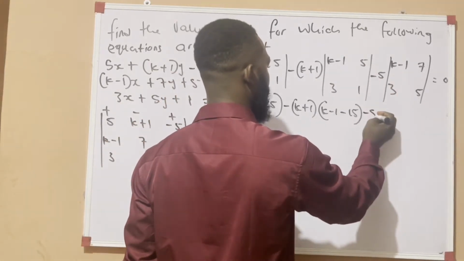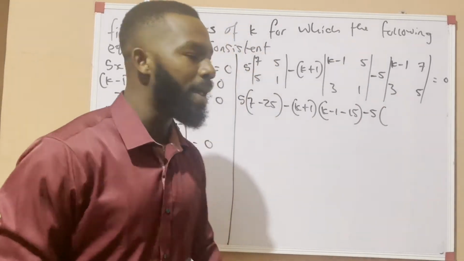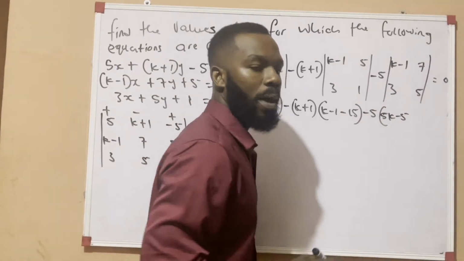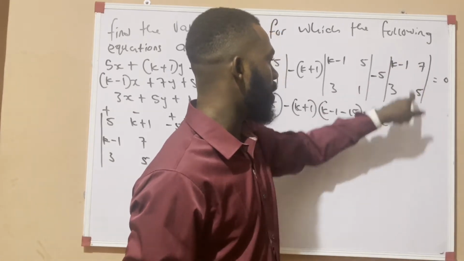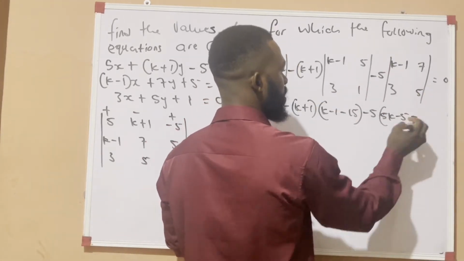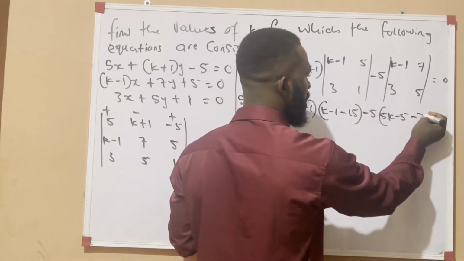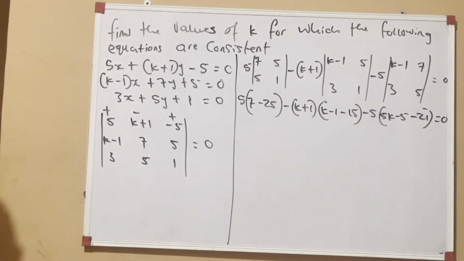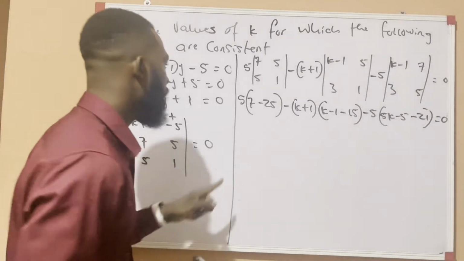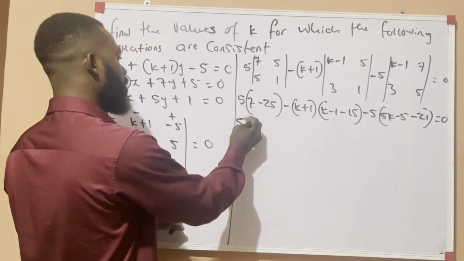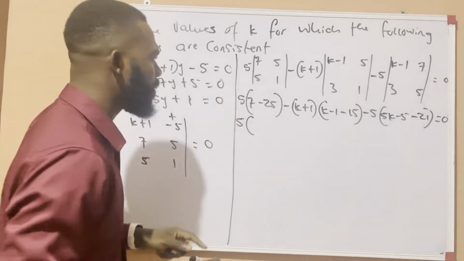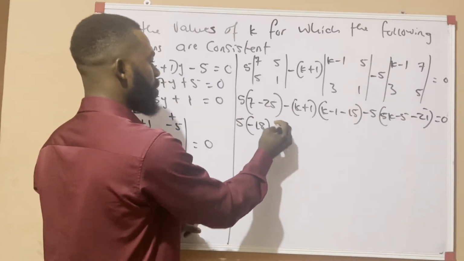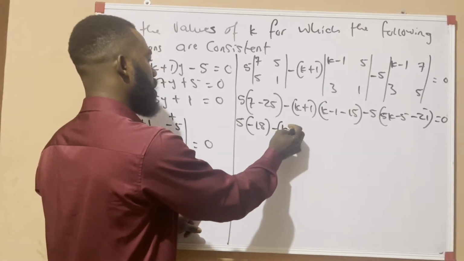And then we have minus 5. Now, k minus 1 multiplied by 5 gives us 5k minus 5, because 5 times k is 5k and 5 times 1 is 5. Minus, now 3 multiplied by 7 gives us 21. All equal to 0. Now let's proceed. Here becomes 5 into the bracket of 7 minus 25 gives us minus 18, minus k plus 1.